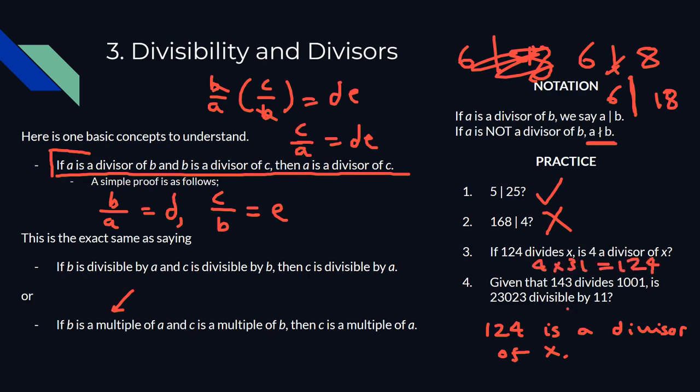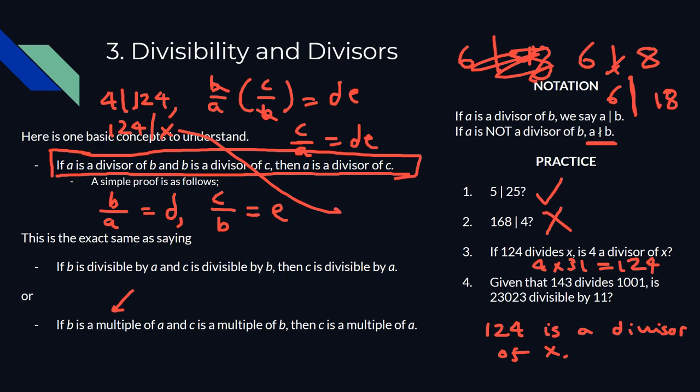So isn't 4 a divisor of 124? It is, right? So we know that 4 is a divisor of 124, and we also know that 124 is a divisor of x. I'm just using the shorthand notation here, but we're following this exact rule right here. Then we know that A is a divisor of C, so 4 is a divisor of x, so this is true.